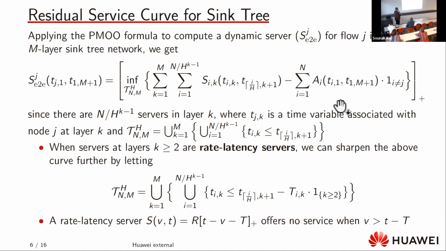T_I represents, for every I from 1 to n, these are n flows. So it goes from T_1, T_2 up to T_n, comma I, and exits at the output of the root, right? So we subtract all these flows except for the one that we are interested in, which is J. And then we add up all the servers.